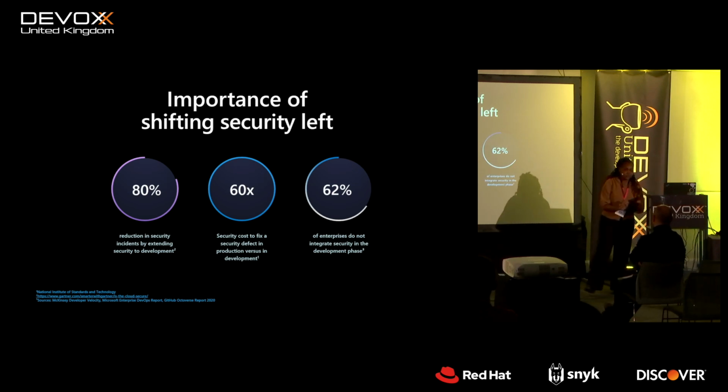This is where we start talking about DevSecOps, the importance of shifting security left. So shifting security left within your CI/CD pipeline in order to embed security, because we find that we have 80% reduction in security incidents when we extend security to the development lifecycle. It's 60 times cheaper to fix security vulnerabilities from development all through before production. And as we said earlier, 62% of enterprises do not integrate security into the development phase.